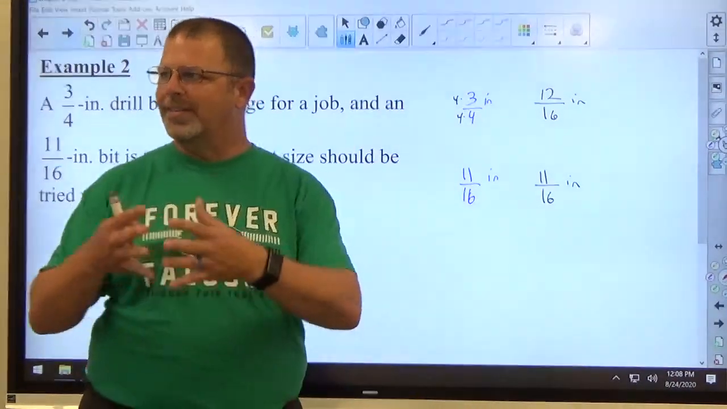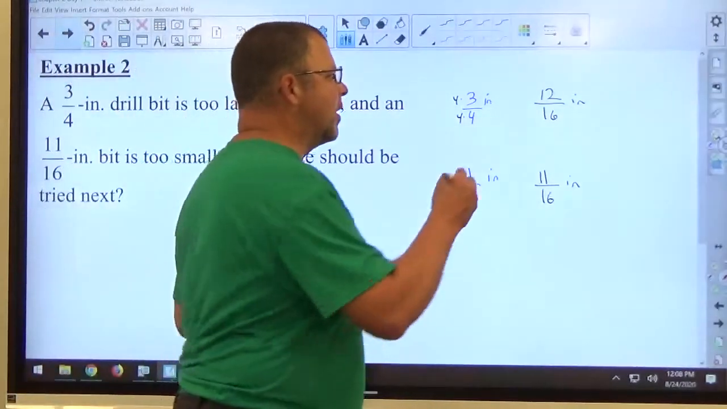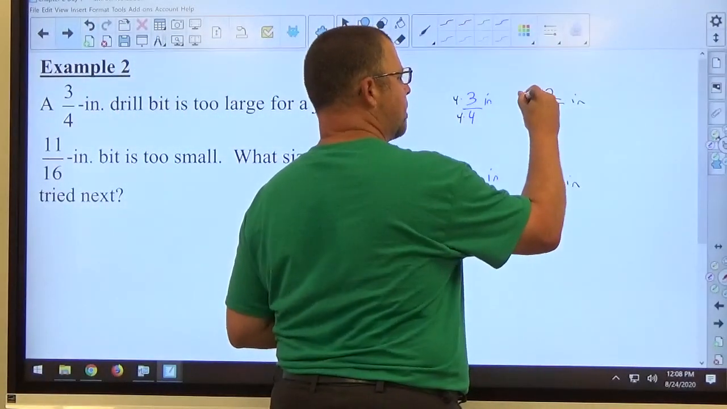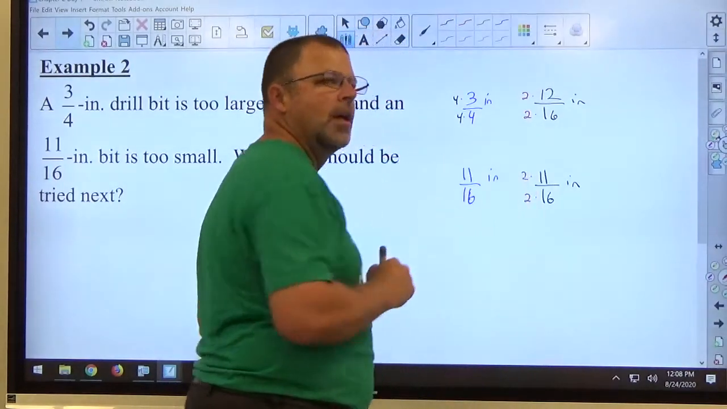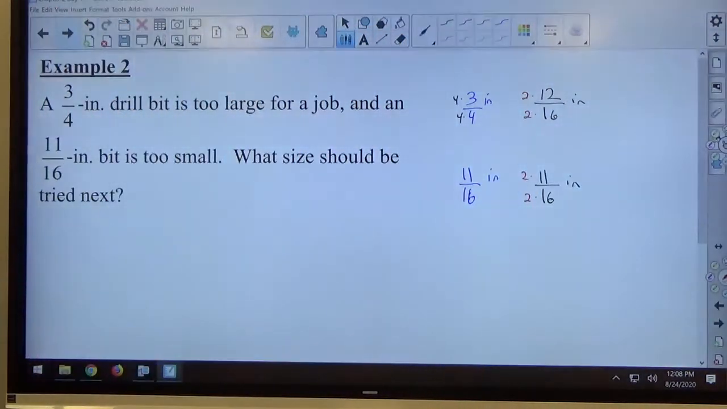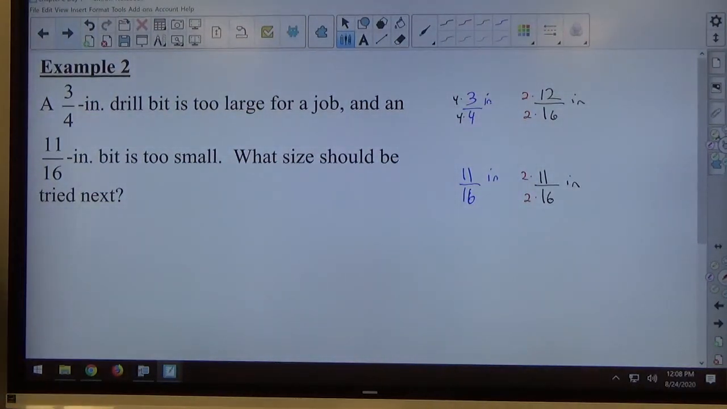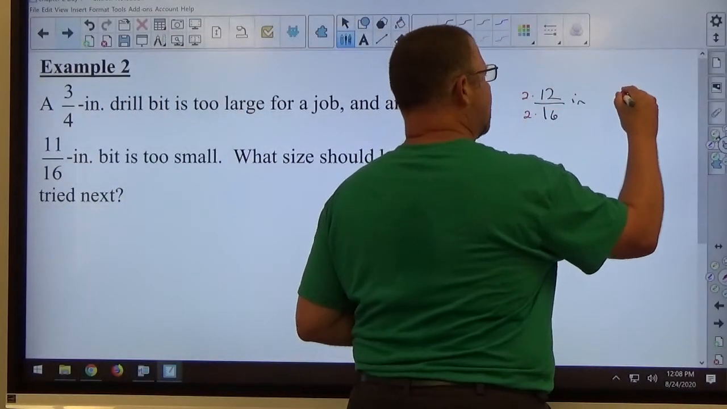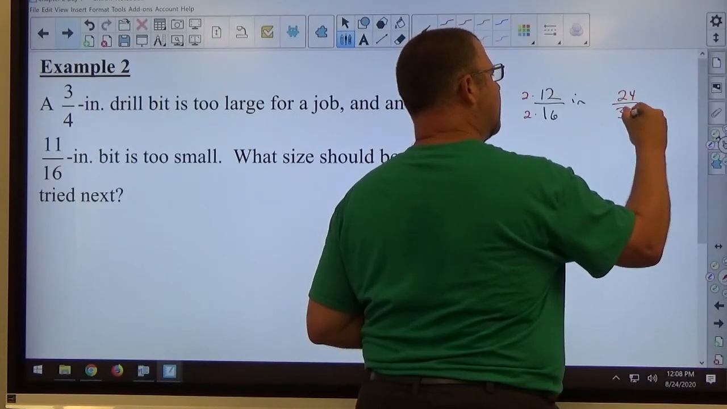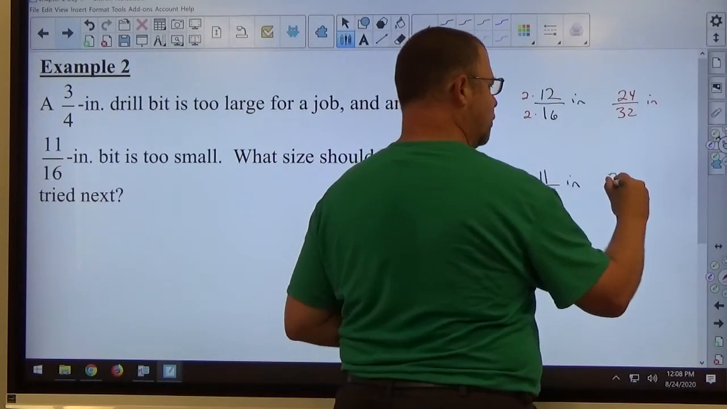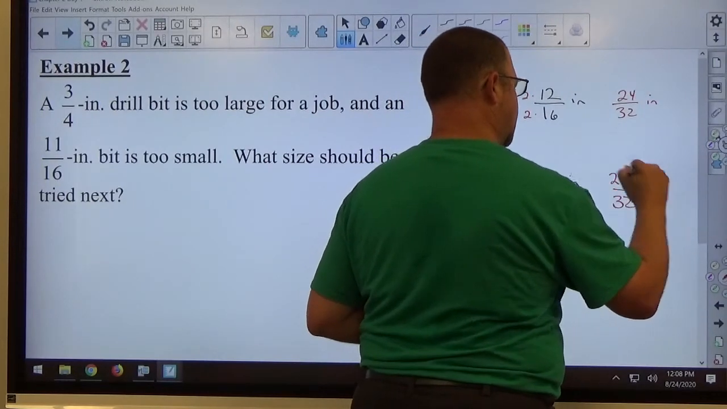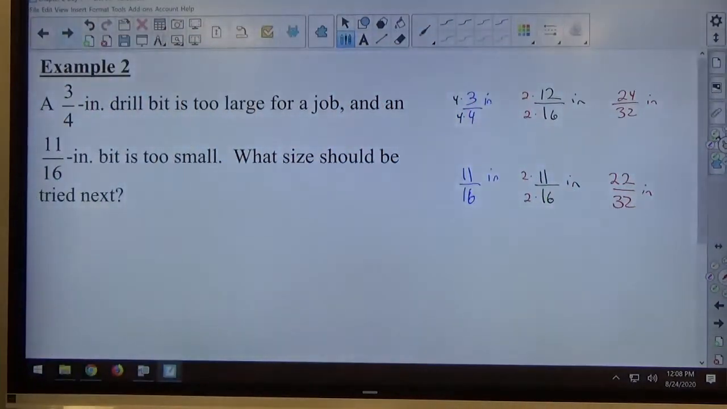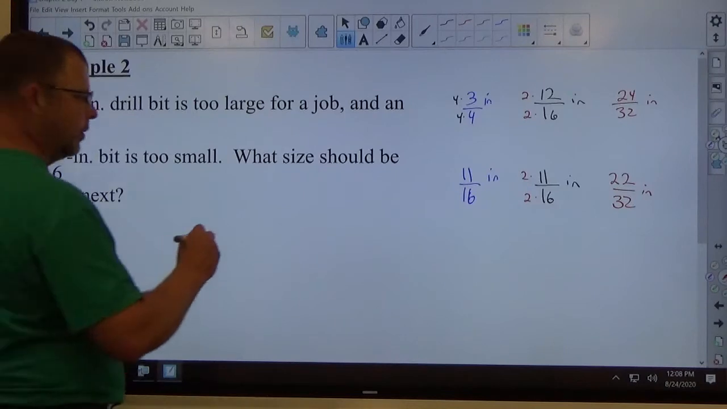So then I want to increase the size of both top and bottom to get a gap. So if I just double, typically drill bits, if you're dealing with standard units, they go by quarters, eighths, 16ths, 32nds, 64ths, just every time double it. Double the bottom, double the top. So that gets me, the 3/4 inch bit is actually 24/32 of an inch. And this is 22/32 of an inch. And now we can see that there is a gap between those. So halfway between 22/32 and 24/32 is 23/32.